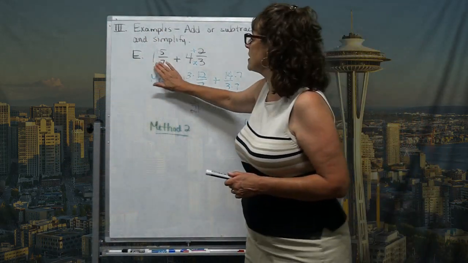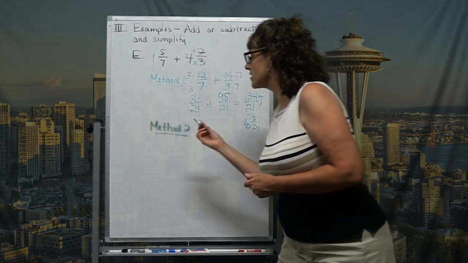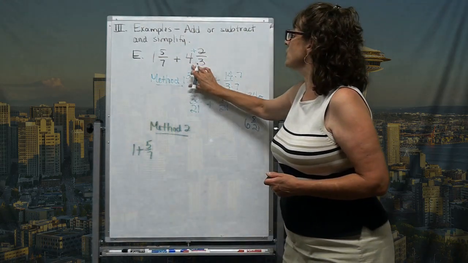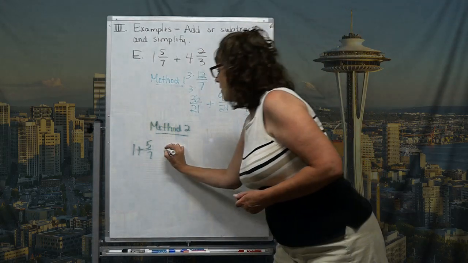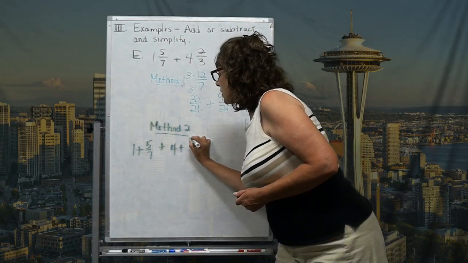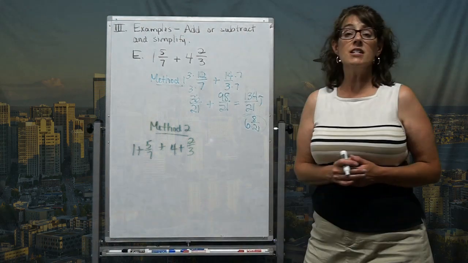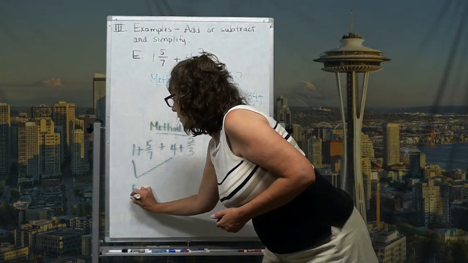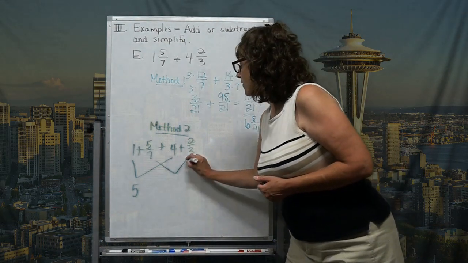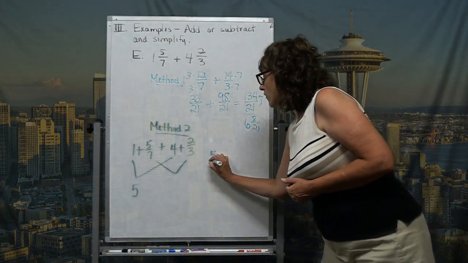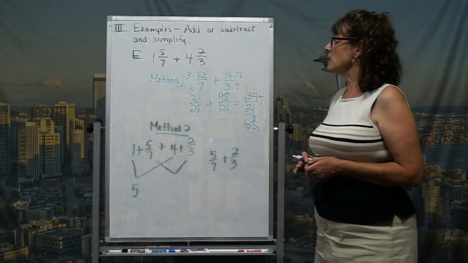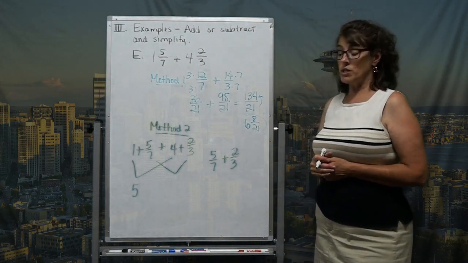Because the second method says, okay, this 1 5/7 is the equivalent of 1 plus 5/7. And this 4 2/3 is the equivalent of 4 plus 2/3. And since addition is commutative, I can add these whole number parts. 4 plus 1 will give me 5. And I can add the fractional parts. So the 5/7 plus the 2/3 is going to be a bit easier to deal with than 12/7 and 14/3.